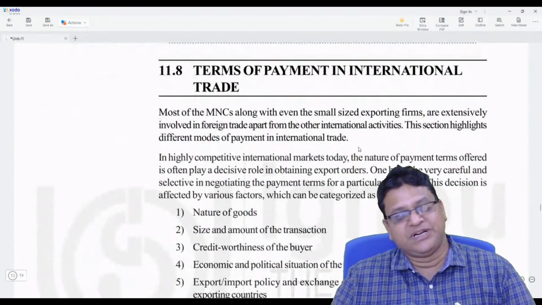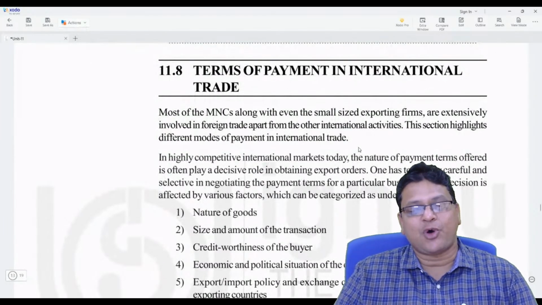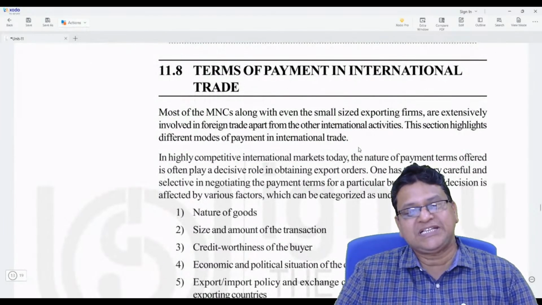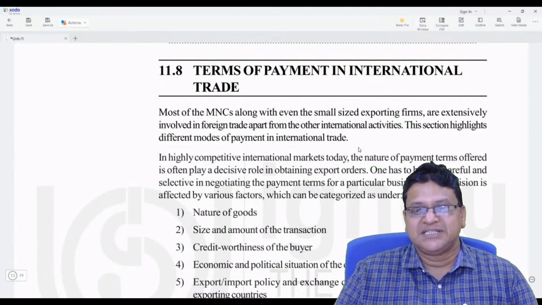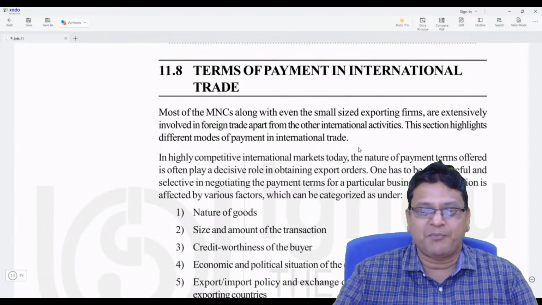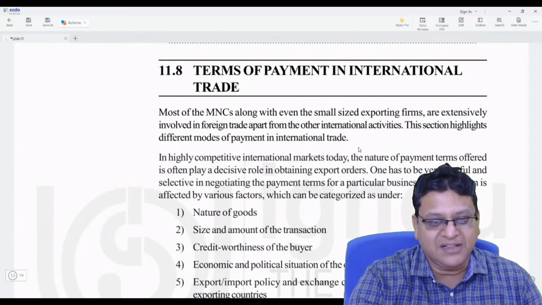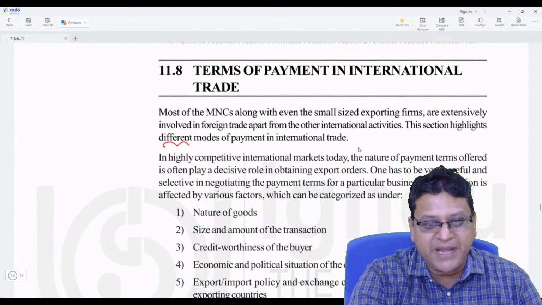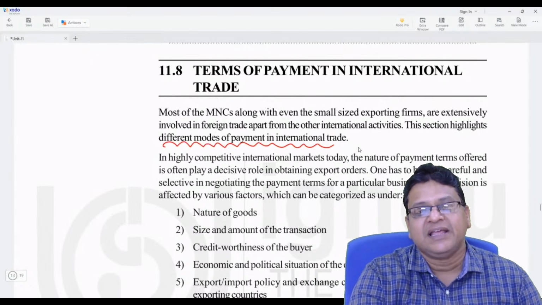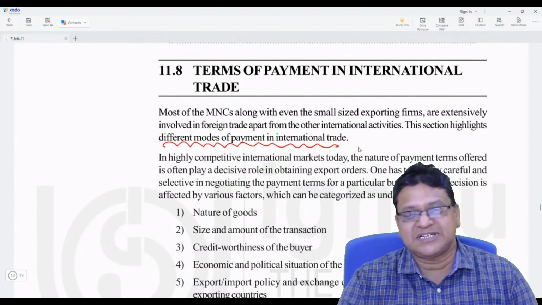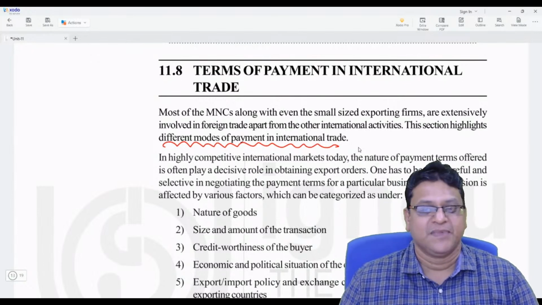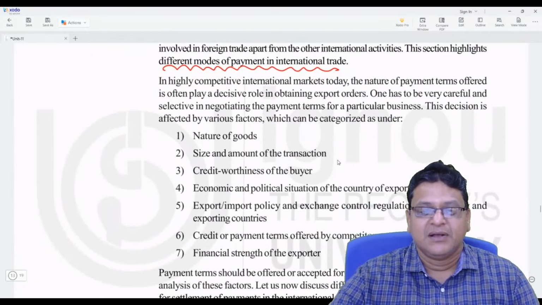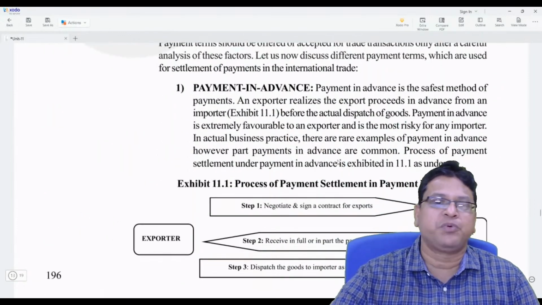And last, we will discuss international terms of payment. What is international term of payment, and what does it mean? Generally, international term of payment simply means the different modes of payment in international trade. In case of international trade, how is the payment made? The payment is made in four forms.